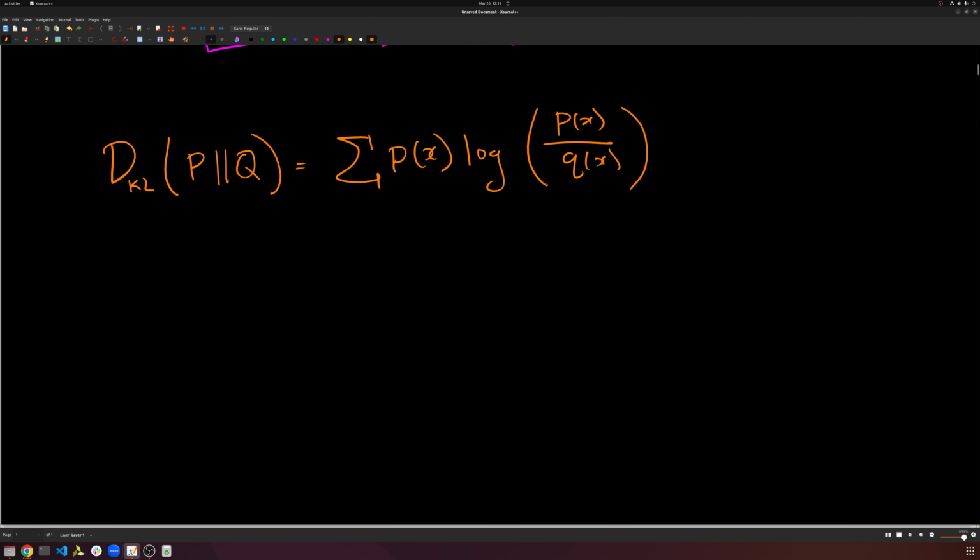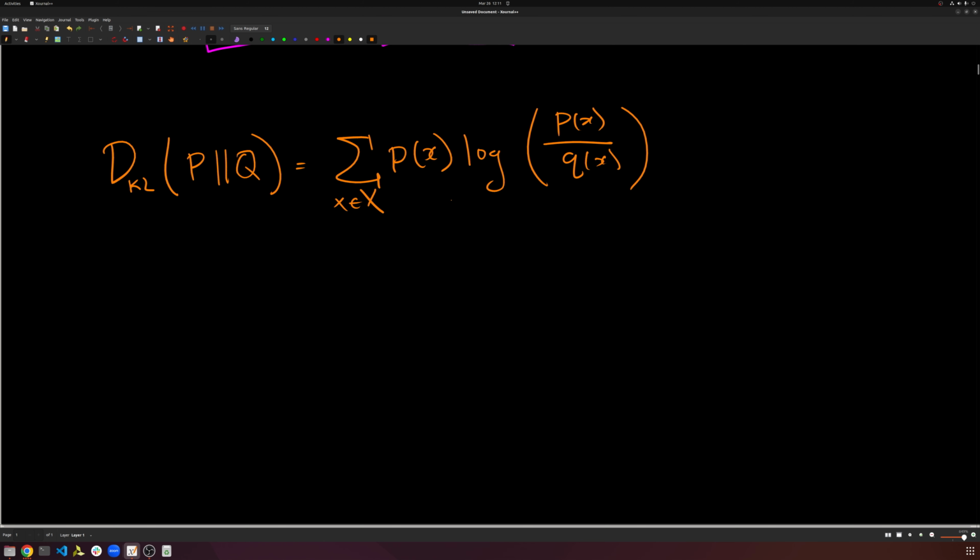So we have not probability of x, but p of x. This is our distribution for p, and this is our distribution for q, for some x, and we'll just add it up over all x's. So this is our typical KL divergence. Let's try to relate this to stuff that you've already probably seen before.